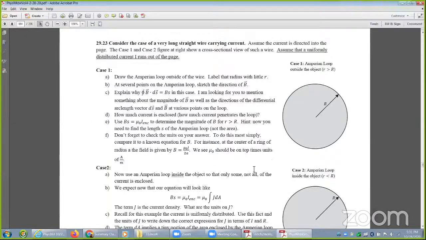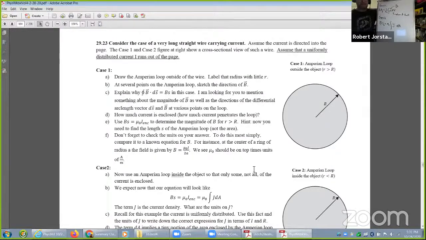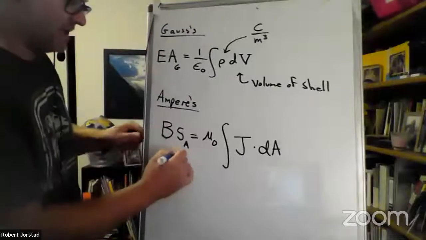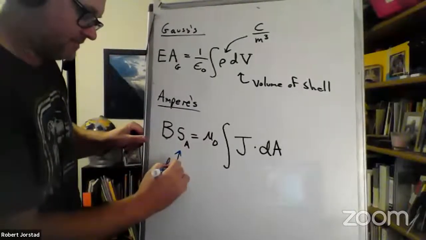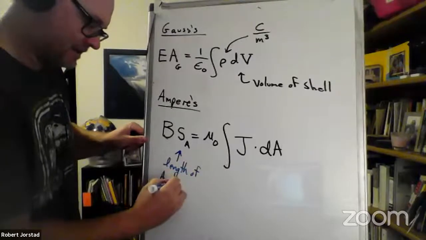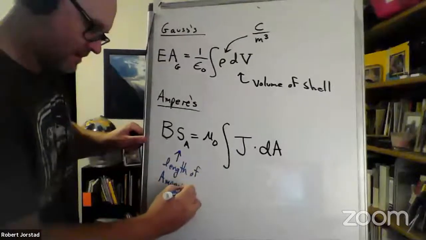What was J again? J is called current density. It's amps. Oh, I forgot to write the length or units. Yeah. So this, sorry, let me clarify here. This is going to be a length of what's called an Amperian loop.